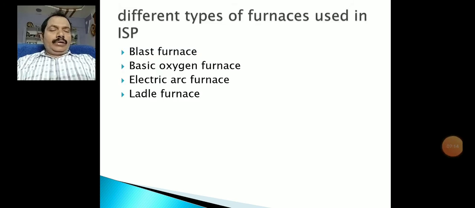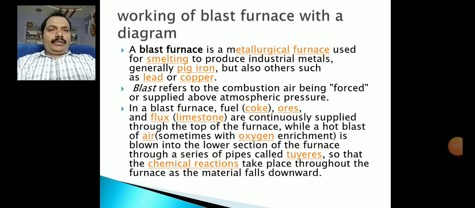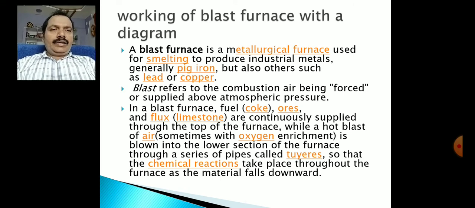So now let us explain the working of blast furnace with a diagram. So this is the important furnace in iron making. Blast furnace is a metallurgical furnace used for smelting to produce industrial metals, generally pig iron, but also others such as lead or copper. These also can be produced. This blast furnace can be used to produce these items also.